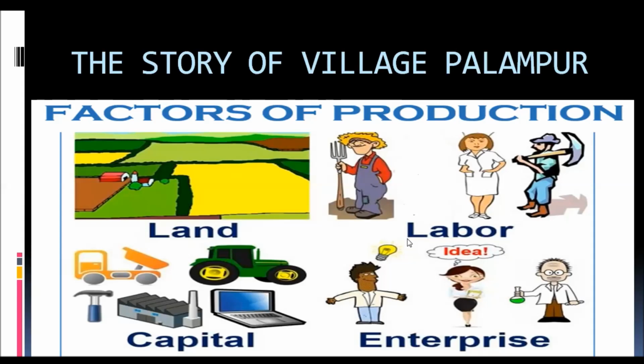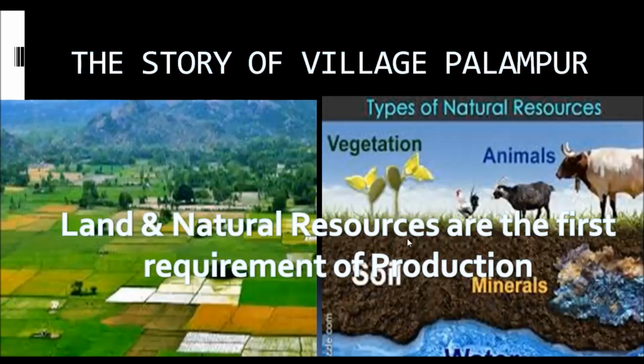About factors of production, taking an example from the story of village Palampur, the first requirement is land and other natural resources such as water, forest, etc. Land is very important for all the other activities performed by human beings. It might be the construction of roads, practicing agriculture, or even buildings. Land becomes a very important requirement.